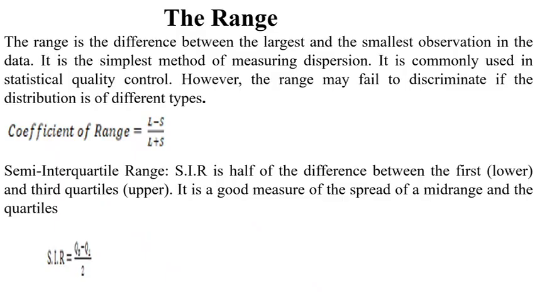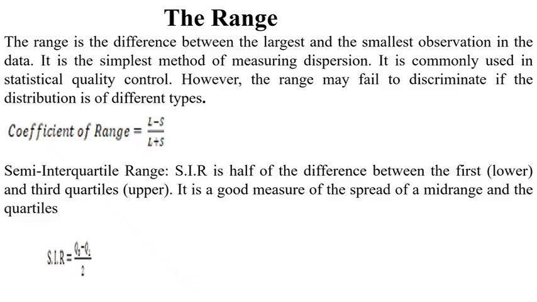Then we have another tool that we use in statistics to measure dispersion: the semi-interquartile range. Semi-interquartile range is half of the difference between the first, that is the lower, and the third quartile, that is the upper. It is a good measure of spread of a mid-range and the quartile.